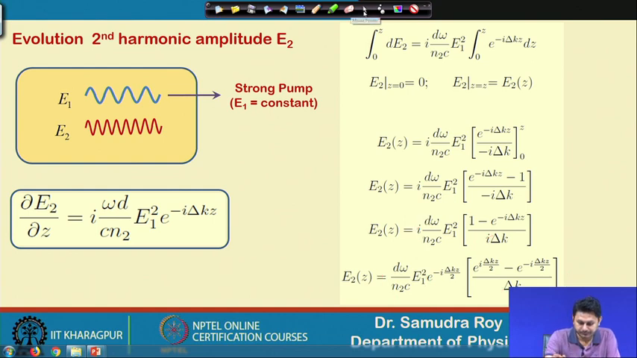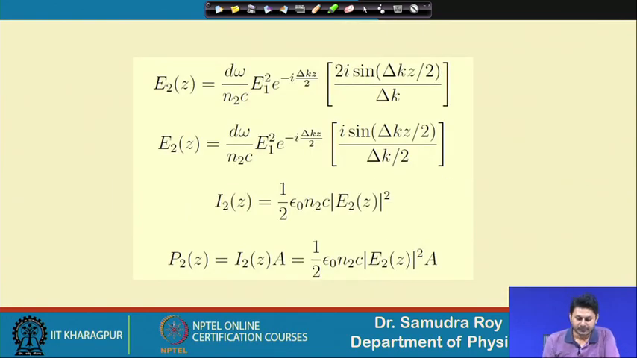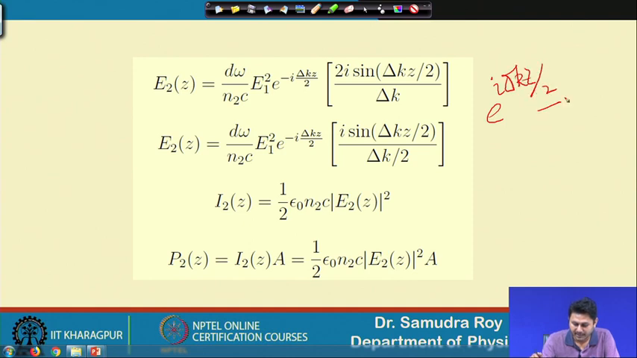Okay. So, go back to the next slide. Yeah. So, we have one important term here, which is e to the power of i delta k z by 2 minus e to the power of minus i delta k z by 2, divided by delta k.